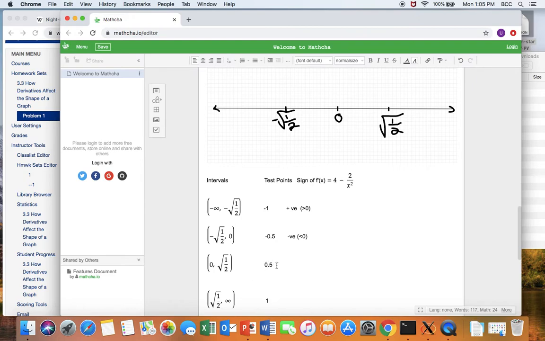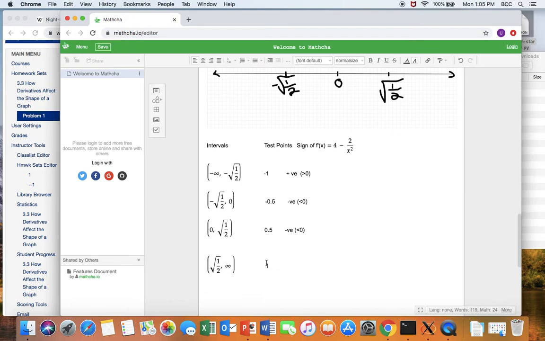Now, 0.5, when I square it, it's 0.25. 2 over 0.25 is 8. 4 minus 8 is a negative, less than 0. Lastly, 1. 4 minus 2 over 1 squared is 1. 2 over 1 is 2. 4 minus 2 is a positive. Okay. Positive means greater than 0. All right. So far you got this.